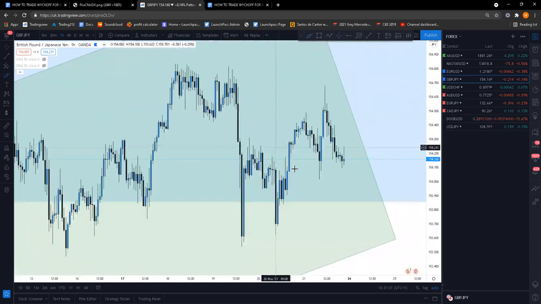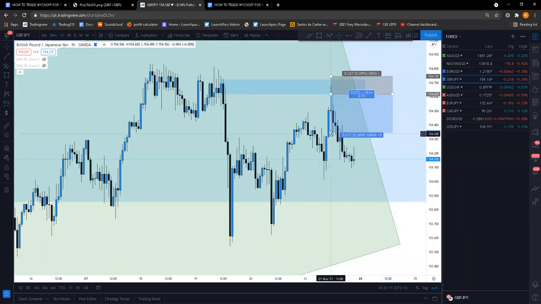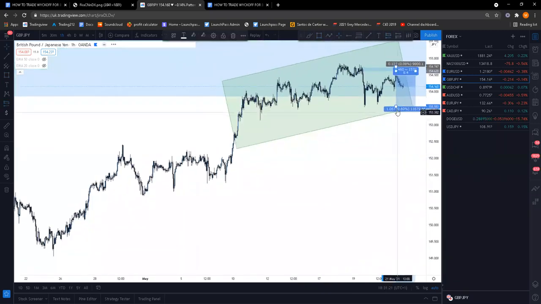This is where I got my entry, and this is what I posted in the group chat. This is what I called in last time's call, our most recent call. So this was the area of OB that I entered from. My sells are right here. My stop loss was just above that OB, and I am targeting, if I show you my targets, levels all the way down here.